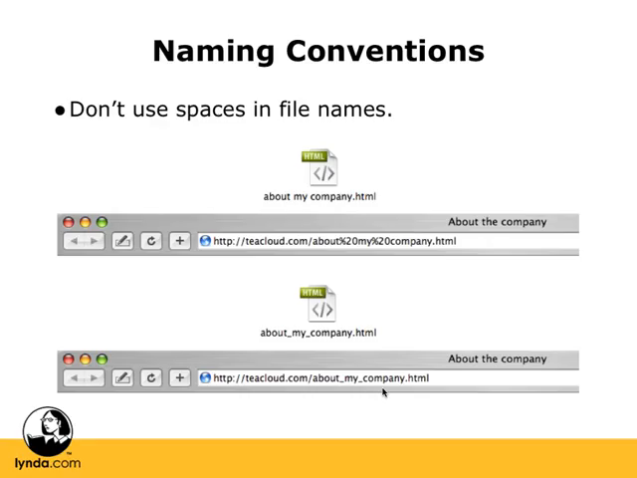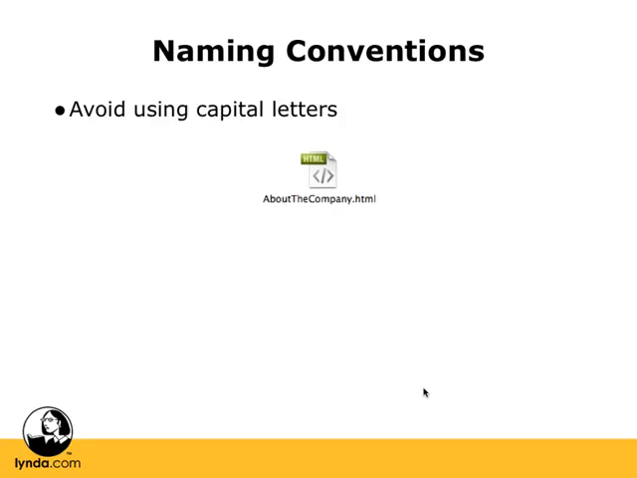Some people like to use capital letters in their file names like this, About the Company, and they'll use that as a solution to the no spaces thing, but another rule you should try to follow is to avoid using capital letters. Again, capital letters are okay in most situations, but some Unix servers are case sensitive, and you'll have to remember exactly how you capitalize things each time you want to bring up a page. So it's much easier just to leave everything lowercase and use underscores to denote spaces.